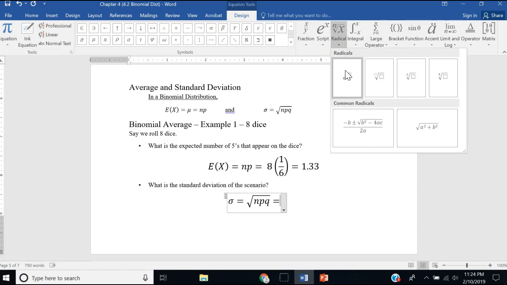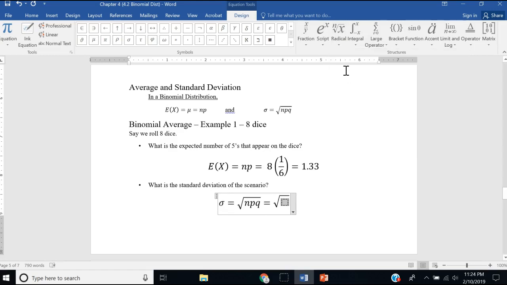Now, what is n and p and q in this situation? Remember, n, number of trials, good. Probability of success, we just said that was 1 in 6. And then the probability of failure.